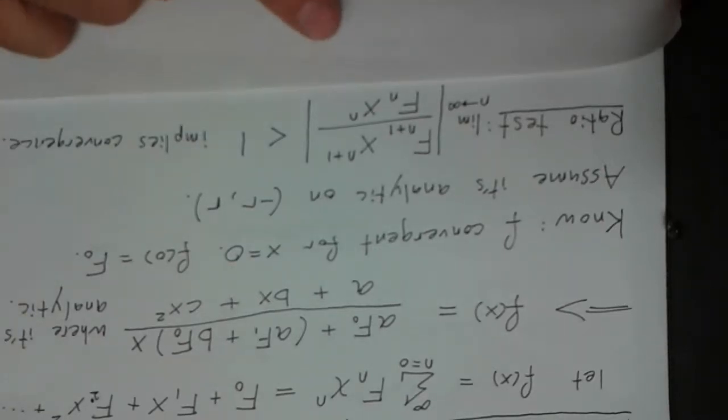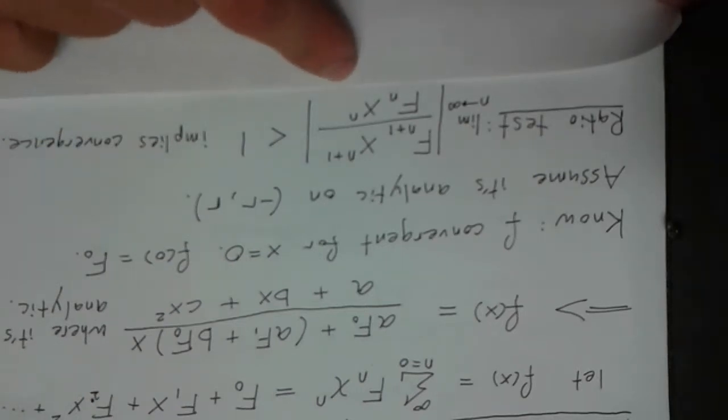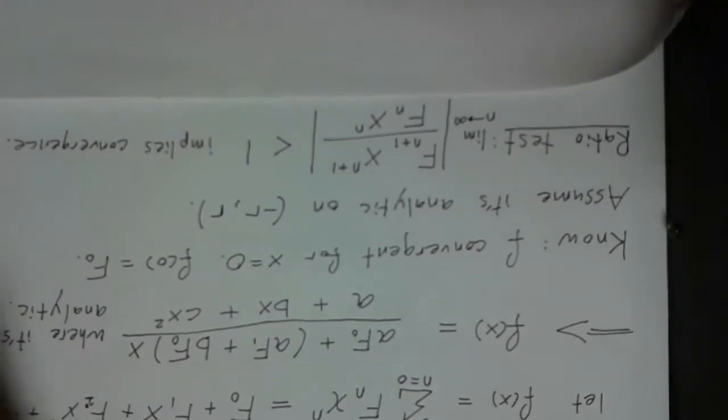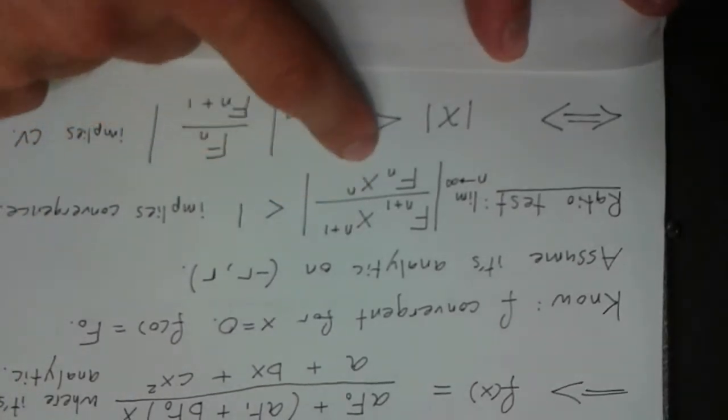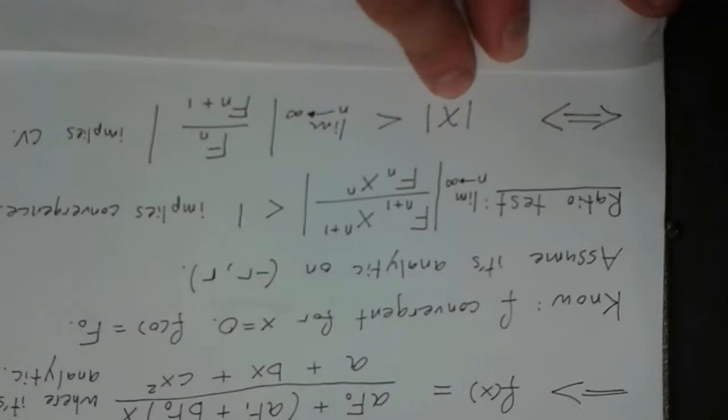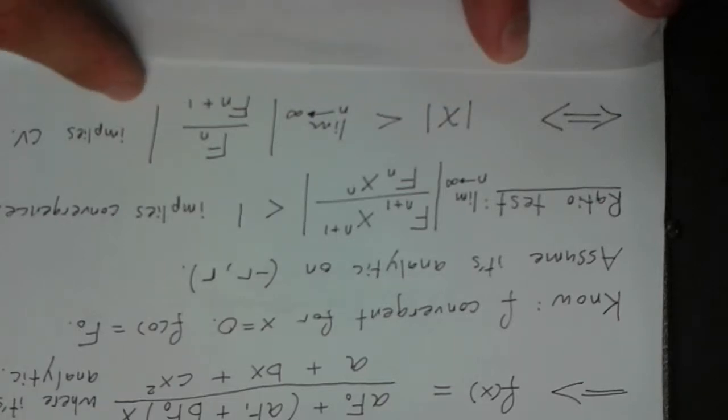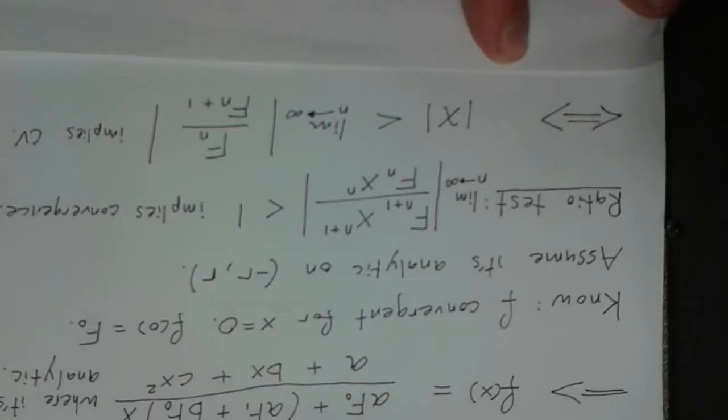So if you take this and you jiggle it around a little bit, you'll see that this is equivalent to saying these x to the n's cancel out, and so you have the absolute value of x must be less than this. If this is true, then that implies that the series converges.